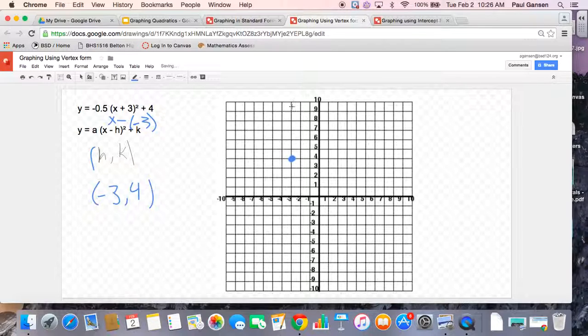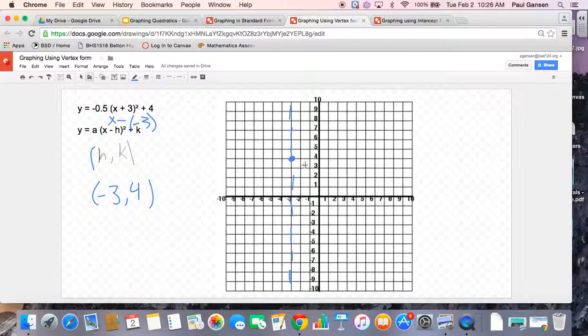If we found a vertex, that also means we found our axis of symmetry, because our vertex always lies on our axis of symmetry. Now from here, we need to flesh it out a little bit. We need to pick a couple of points and see where they're going to show up.